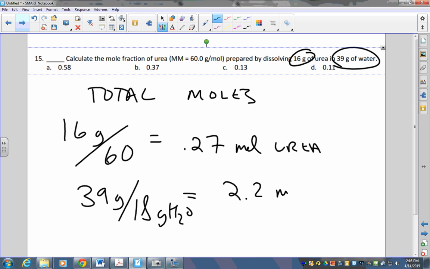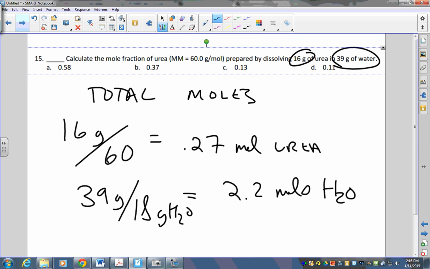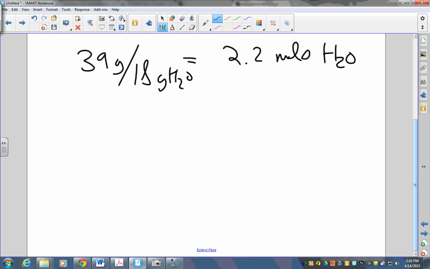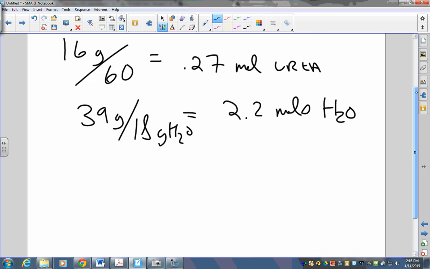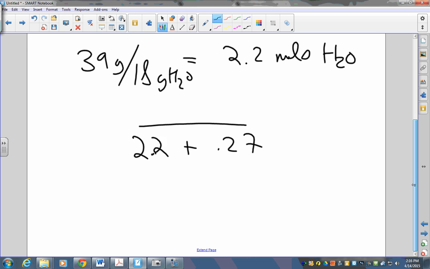Whenever you do mole fraction, you change everything to moles. And then I'm going to total them on the bottom. So ultimately I take 2.2 plus 0.27 as my total moles on the bottom. And what do they want the mole fraction of? Of urea, so the smaller number. So 0.27 goes on top.